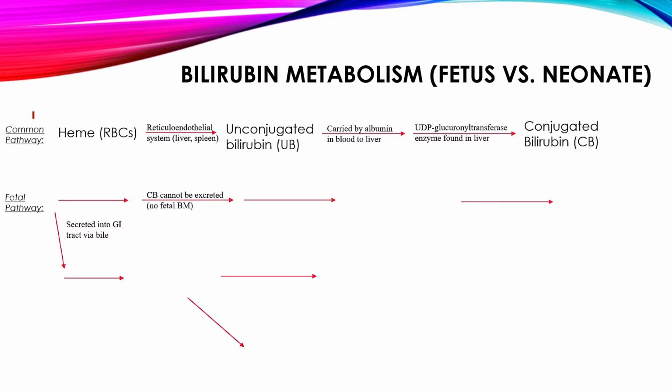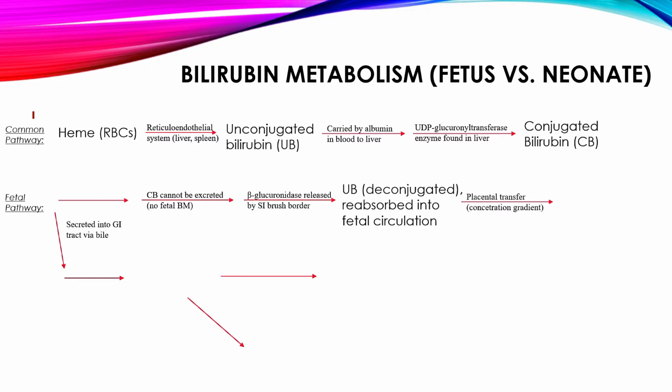And since this conjugated bilirubin cannot be excreted, like we mentioned, the fetus doesn't have bowel movements, what are we going to do? We can't do anything with it except for recycle it. So beta-glucuronidase is released from the infant's or the fetus's small intestinal brush border, and we get unconjugated bilirubin again. So hence here's the problem. We have now remade the unconjugated bilirubin that we didn't want, and now it's going back into fetal circulation.